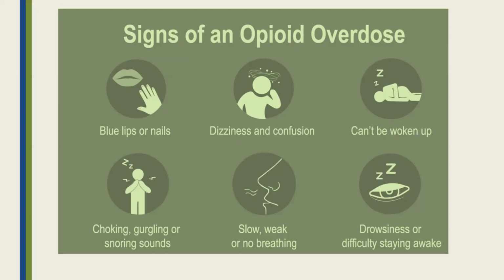Folks experiencing an opioid overdose, the biggest things are they may not be responsive and they may not be breathing normally. Because of that, there might be a couple other signs that we can look for here. So blue lips or nails is one especially that is good to look for. And that's happening, right, because our person is not getting as much oxygen as they need. As well as, can't be woken up. They may be dizzy or confused, maybe making choking, gurgling, or snoring sounds. Their breathing is disrupted, or they seem to be drowsy or having difficulty staying awake.